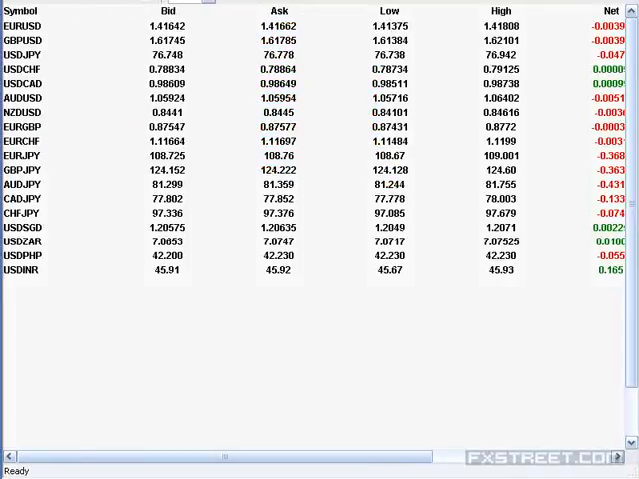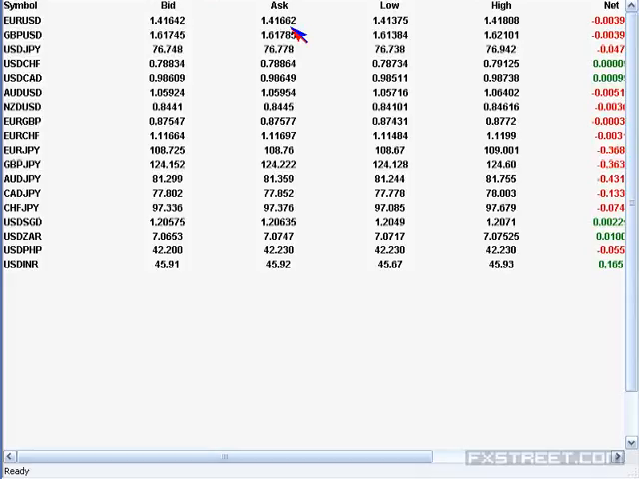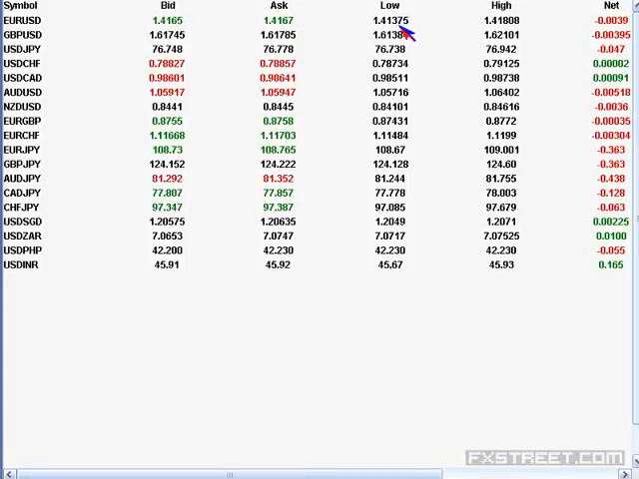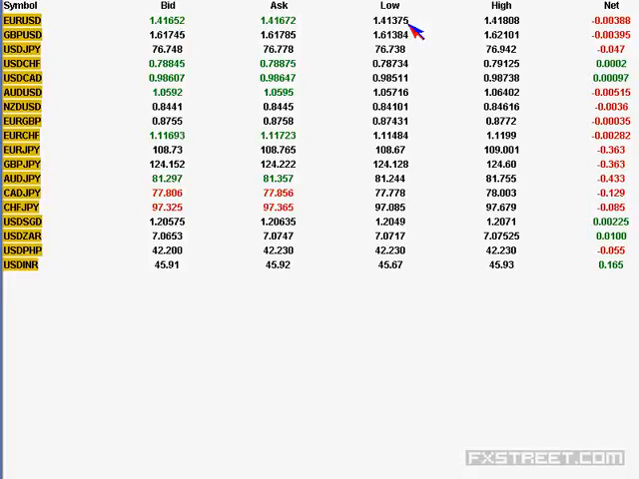Now currently Euro is trading around 1.4164, 1.4166. 1.4137 is the low, 1.4180 is the high, and a 39 pips negative net change is seen. So the market is in the middle level. They have done a downward stop and also an upward stop and are staying in the middle level. GBP is also trading around 1.6174, 1.6178. 1.6138 is the low, 1.6210 is the high, and a 39 pips negative net change is seen.